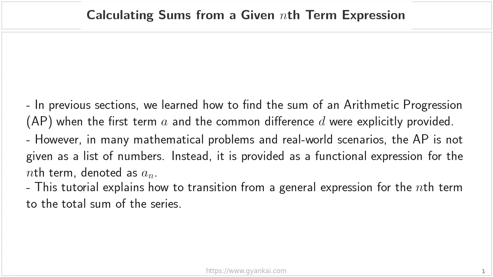I am going to show you exactly how to transition from working with that general expression for the nth term to calculating the total sum of the entire series. By the end of this lesson, you'll be able to take a formula and turn it into a total sum with confidence.